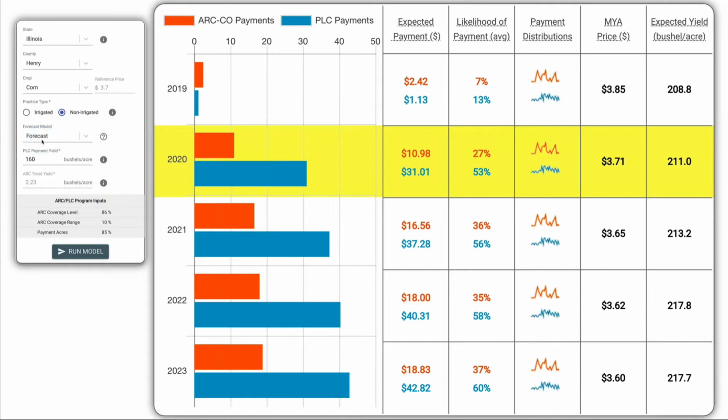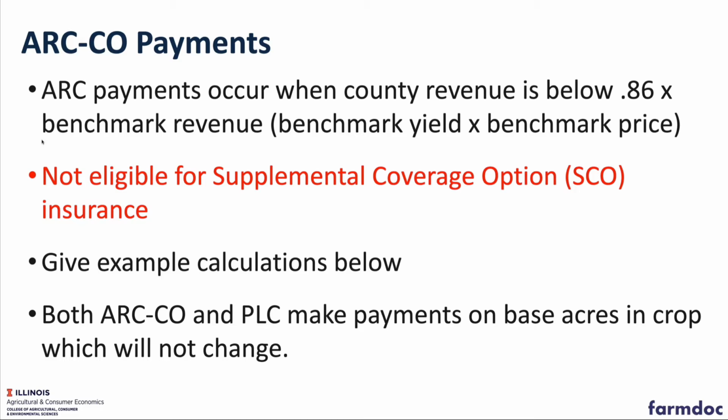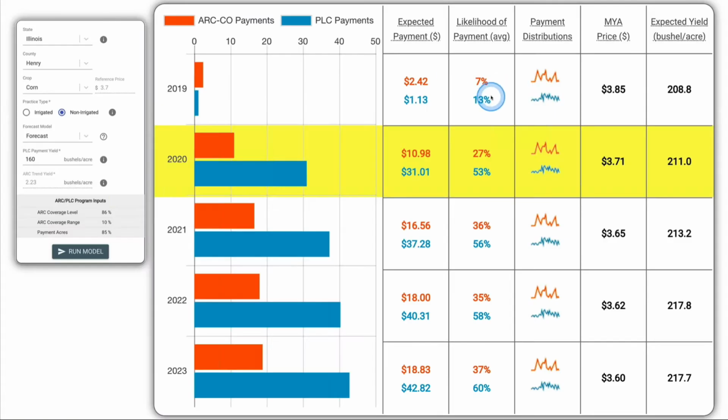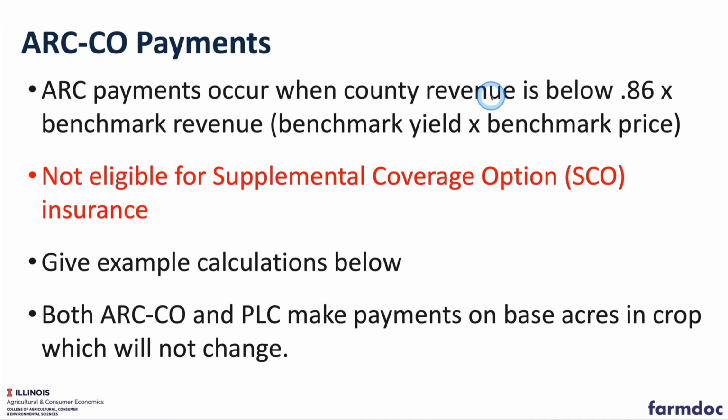All right, ARC County. So we're saying right here, we're going to make a 13% chance of payment. Here's how ARC County works. It makes payments when we're below 86% of the benchmark revenue. You're not eligible for SCO. We'll describe that. Oh, no, just a reminder, those benchmarks are both 5-year Olympic moving averages as well. So yep, we see a lot of similarity in the calculations.